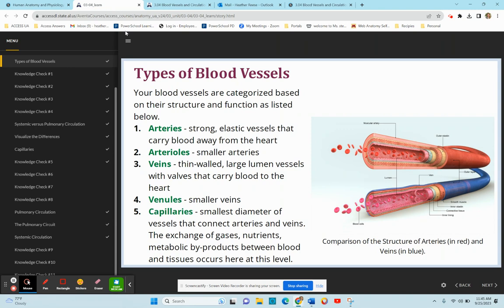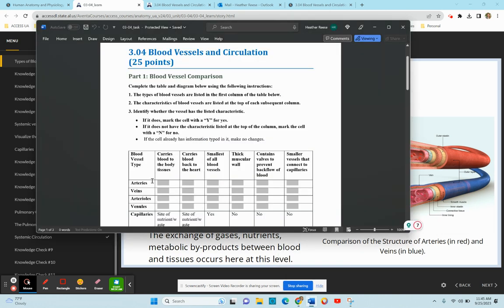So on 3.04 Learn, I'm on types of blood vessels. Let's look at the very first space that I need to fill out. We're looking at arteries. Let's do arteries first, and let's go across the row and fill that one out so that we don't get overwhelmed. So carries blood to the body tissues.